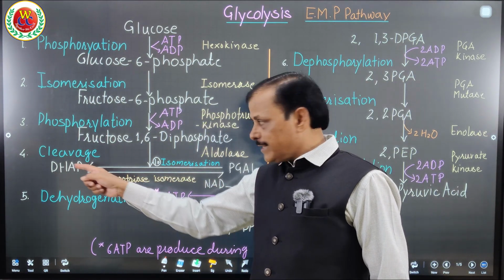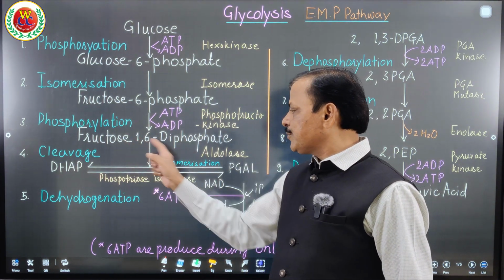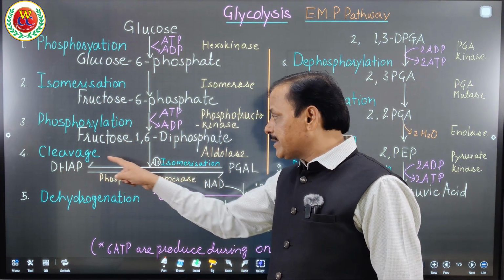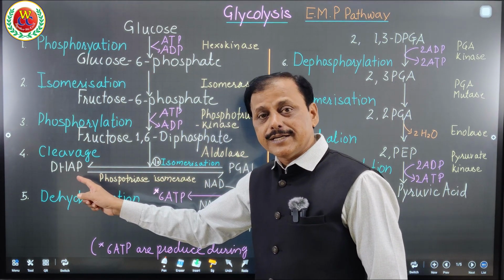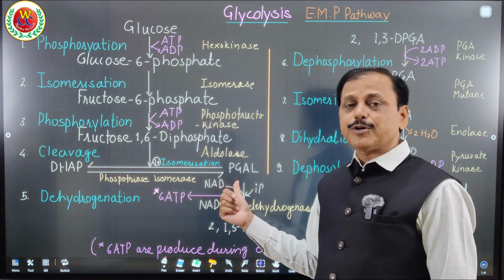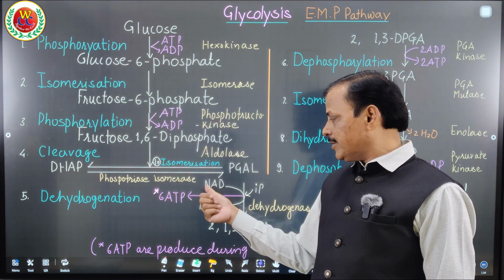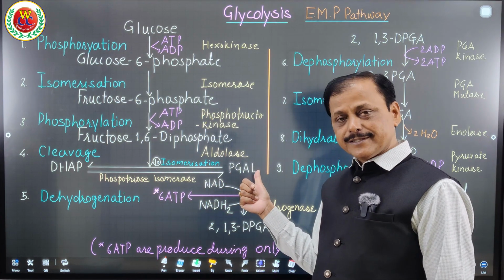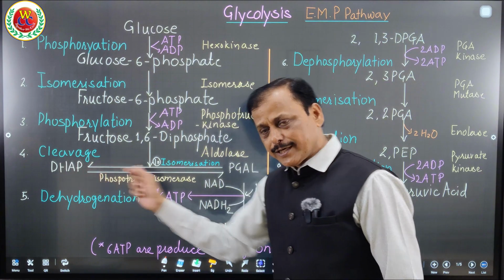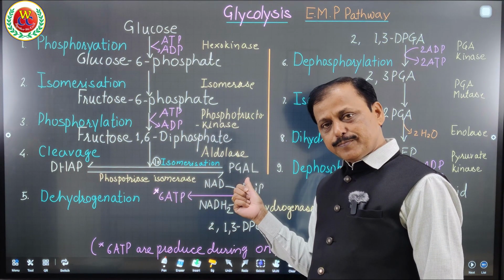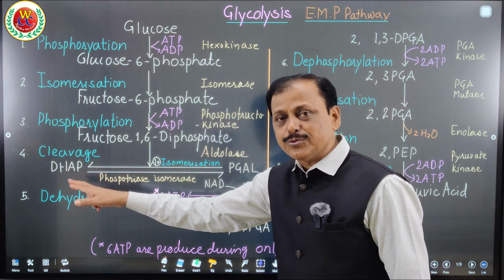Now, next step, cleavage. That means breakdown. This 6-carbon compound fructose 1,6-diphosphate undergoes breakdown, that is cleavage, in the presence of aldolase enzyme to produce dihydroxyacetone phosphate and phosphoglyceraldehyde, triose phosphate glyceraldehyde or phosphoglyceraldehyde. So these are 3-carbon: 1 molecule of DHAP, 3 carbon, and another 1 molecule of PGL, 3 carbon, produced from this 6 carbon.